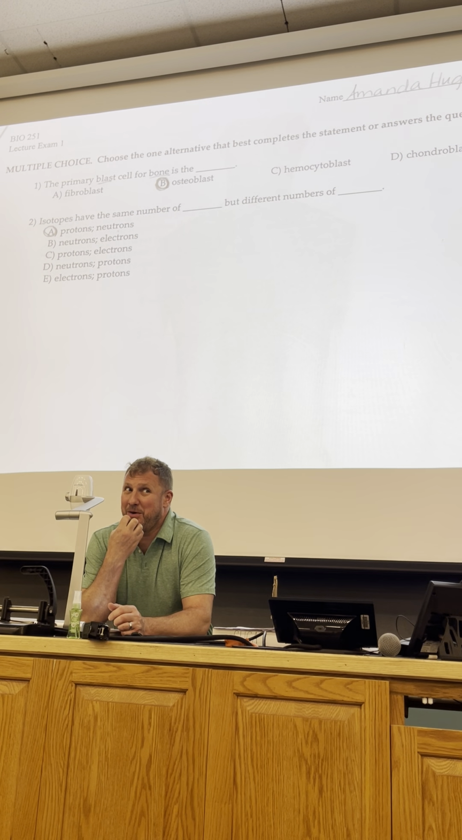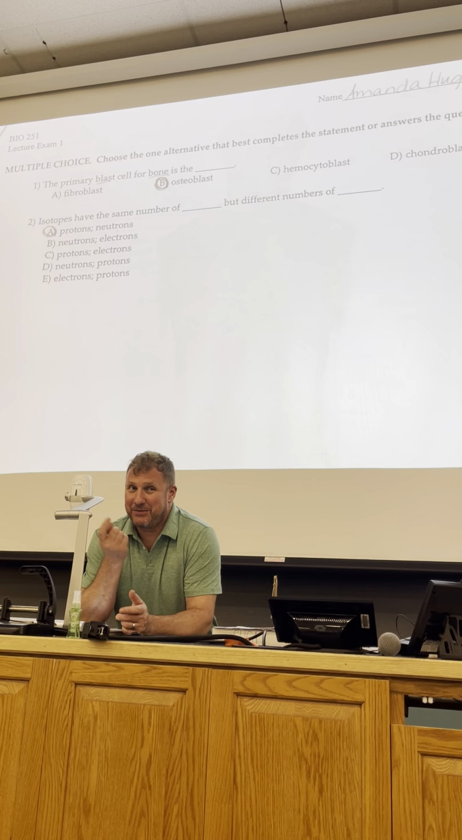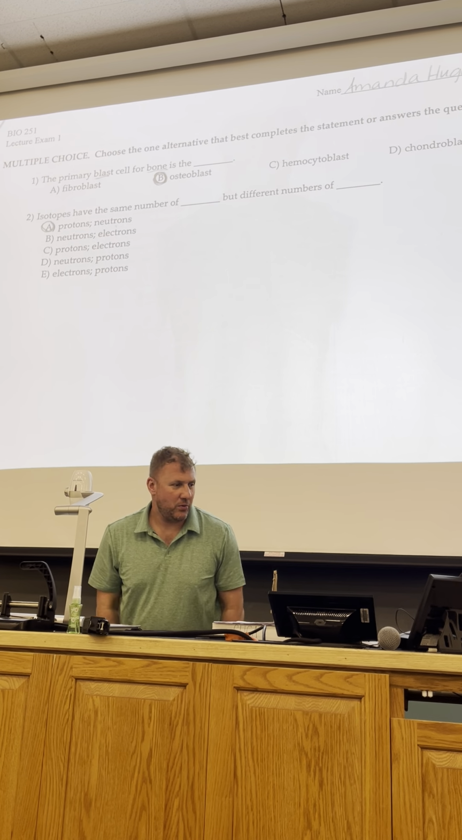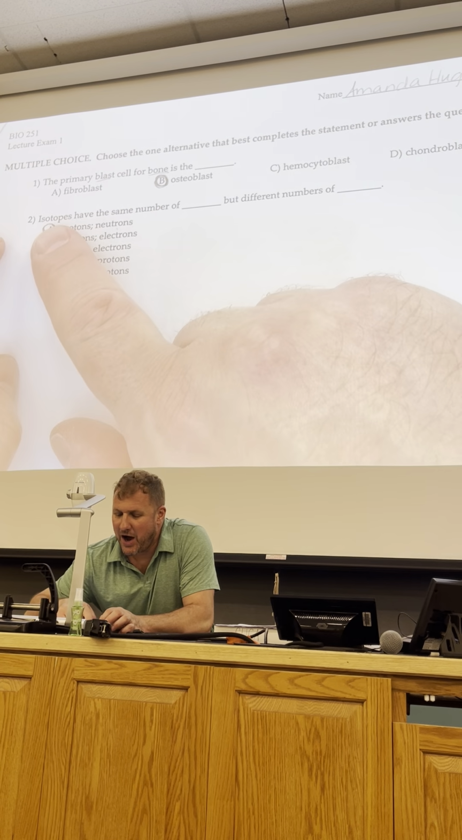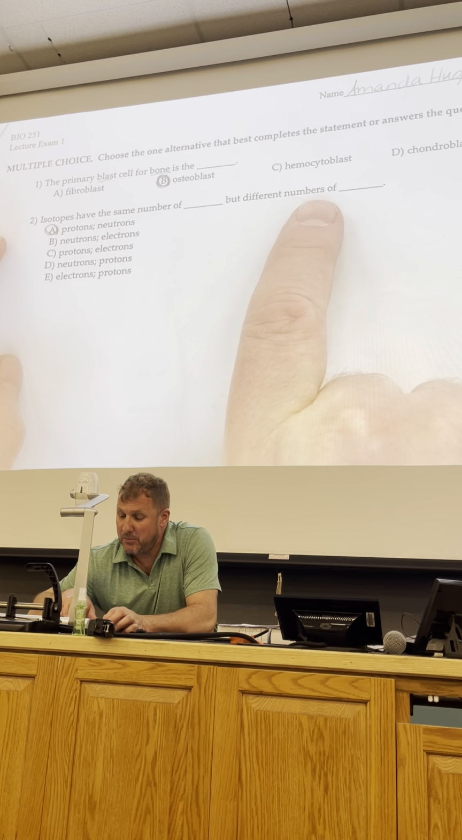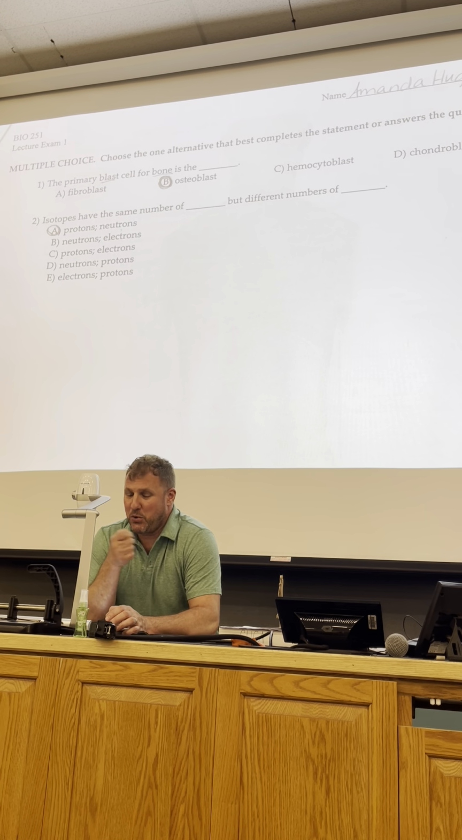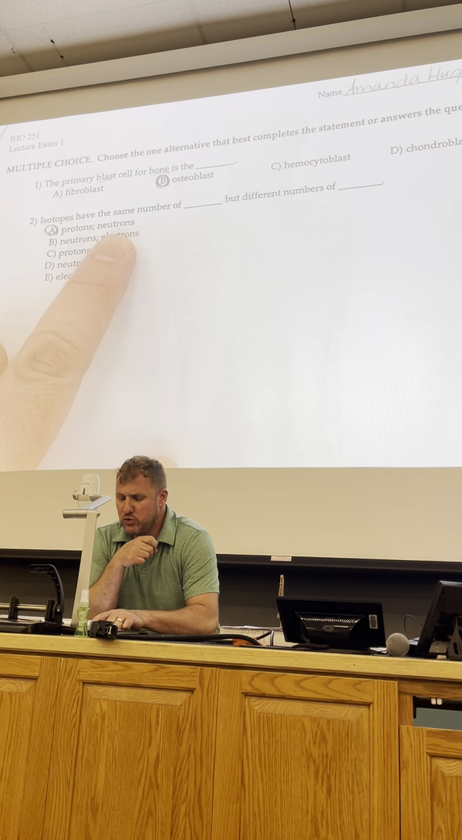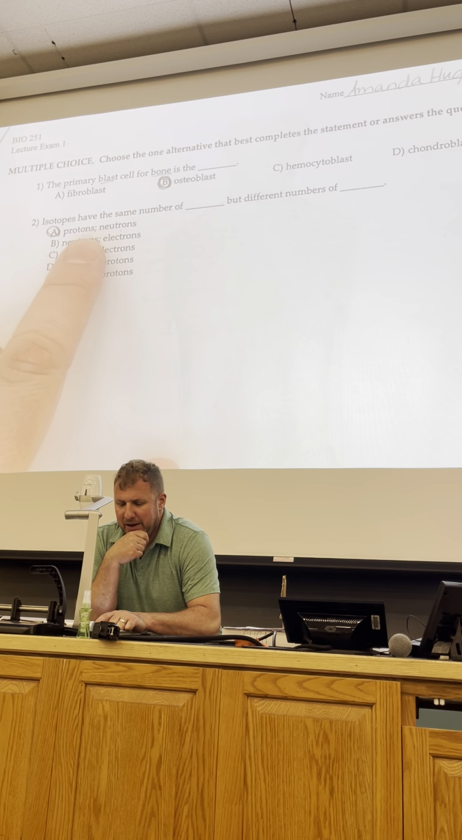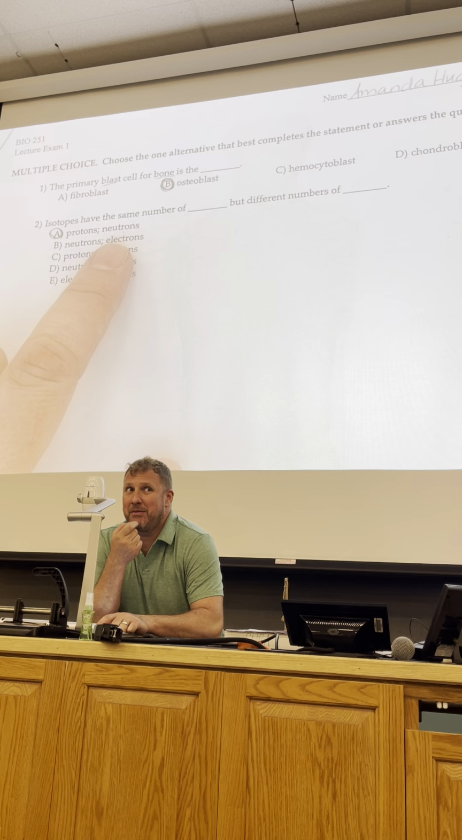Ooh, isotopes. What chapter do you think that's from? It's the chemistry chapter. With isotopes, it says the same number of blank, but different numbers of blank. They have the same number of protons and different number of neutrons. If I was to add protons and neutrons together, what do I make? Atomic mass, yeah.